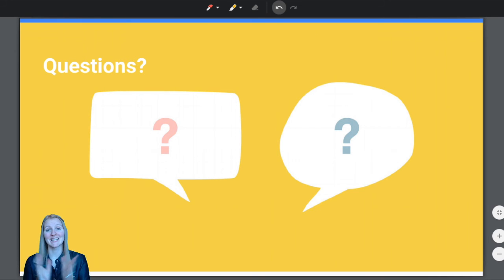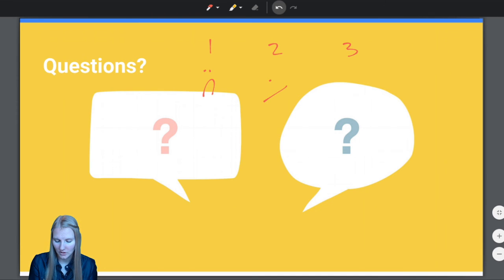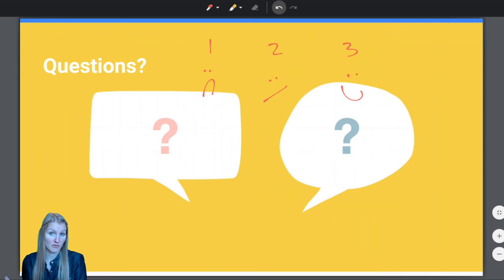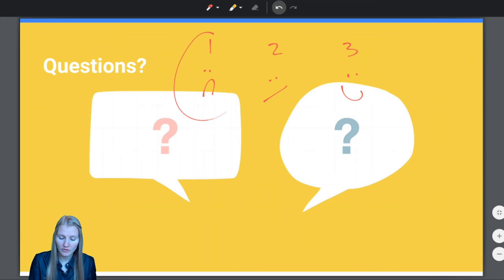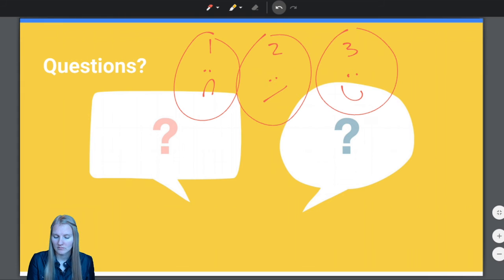So, what I'd like you to do now is rate yourself on a scale of 1 to 3. How well do you understand the learning target and the success criteria? Do you know what standard form is? Can you graph equations in standard form? Can you graph horizontal and vertical lines? How are you feeling about the learning target and the success criteria?